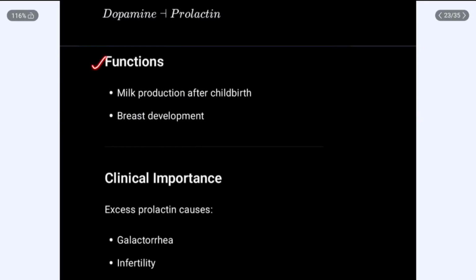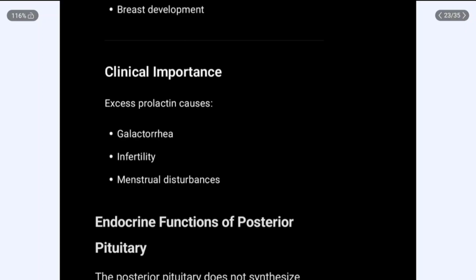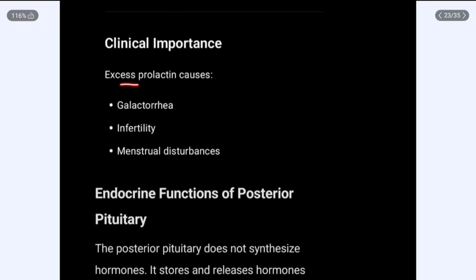Let's see the function of prolactin hormone: milk production after childbirth and breast development in females. What is the clinical importance of prolactin hormone? Excess prolactin secretion causes galactorrhea, infertility, and menstrual disturbances.